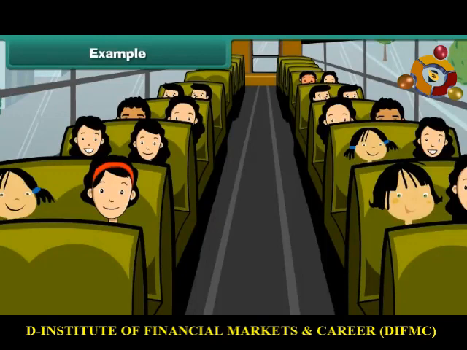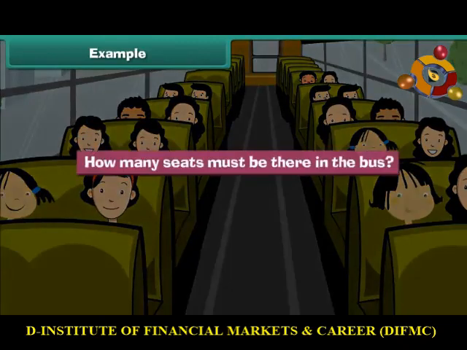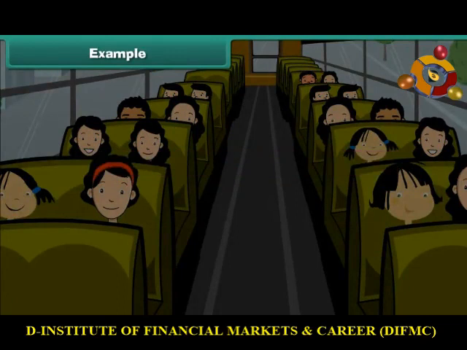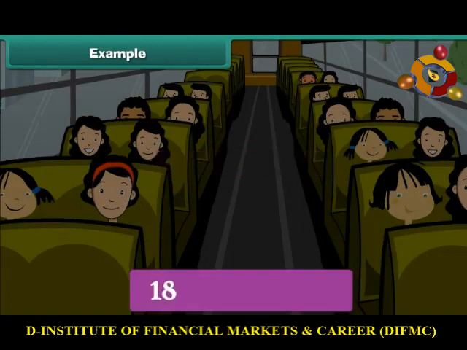Example: 18 girls have to be seated in a bus. 2 girls can sit in a single seat. How many seats must be there in the bus? Divide the girls into groups of 2. There are 9 groups. So, there must be 9 seats in the bus. We can write the above problem as 18 divided by 2 is equal to 9.